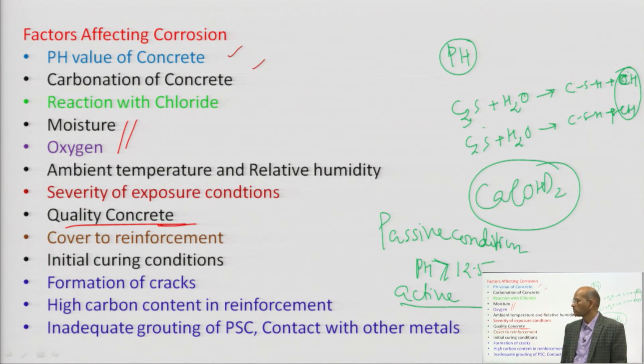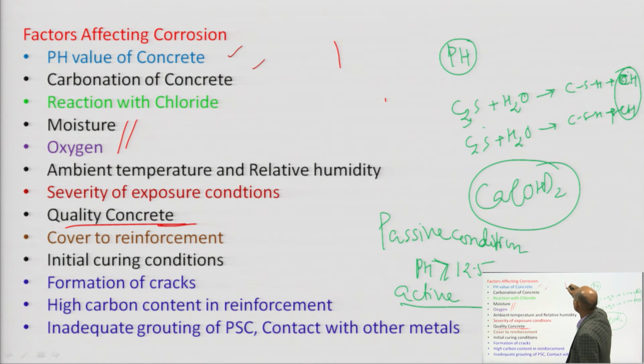So, in that case what will happen? Ingress of deleterious material which is causing the corrosion will be very slow. So, rate of corrosion will be less. So, permeability is a very important phenomenon.